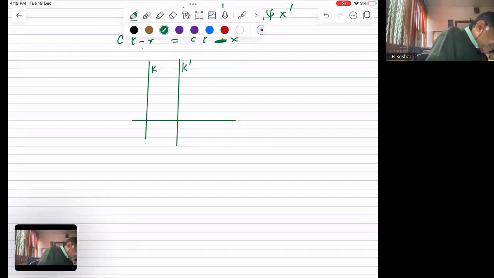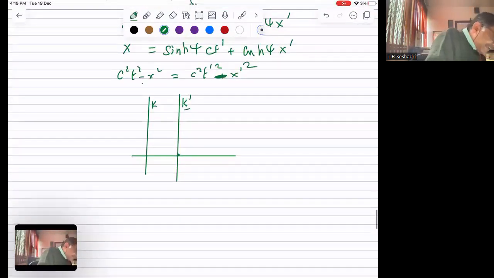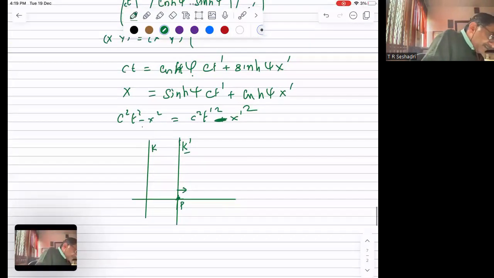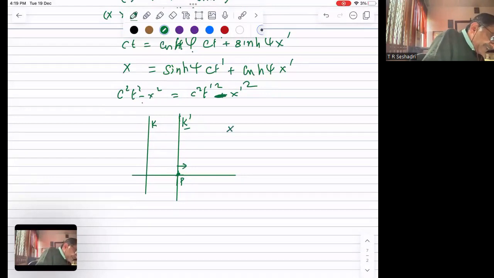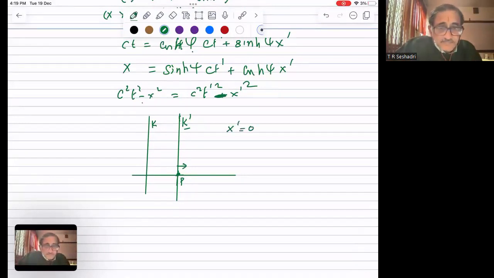And I will look at a point at the origin. Now, in the primed frame, this point is moving with this frame. That is, this frame is at rest with respect to this point P. So this point P, x prime, is always equal to 0. Is this correct?